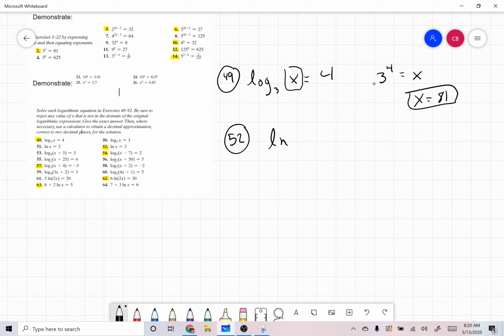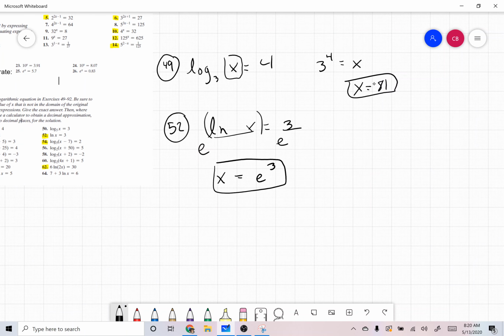We have ln x is equal to 3. Okay, so this is where it gets a little bit trickier. To get rid of ln, you raise it to the power e, or you treat the ln like a power and you raise it to e. So we write e here. This is a power, this is a power. And so now the ln goes away. That means x is equal to e to the third.